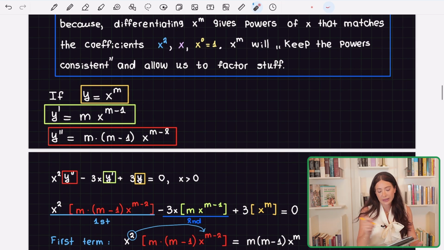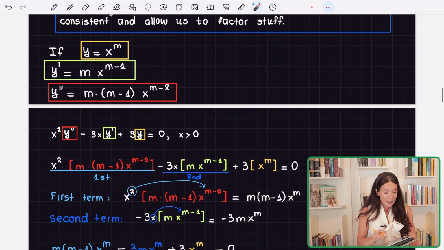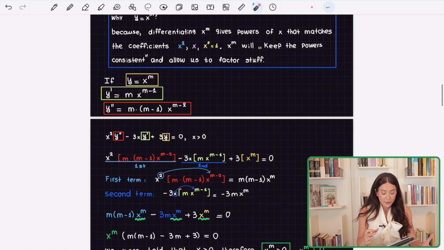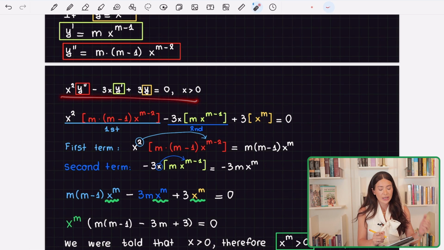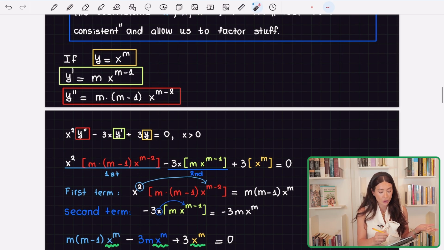So, and I have written out why I'm trying that. Okay, so then I'm going to follow the recipe. So this is the differential equation, the original differential equation. I need the second derivative, the first derivative, and the original function. This is the original function I'm trying out. This is its first derivative, and this is its second derivative.